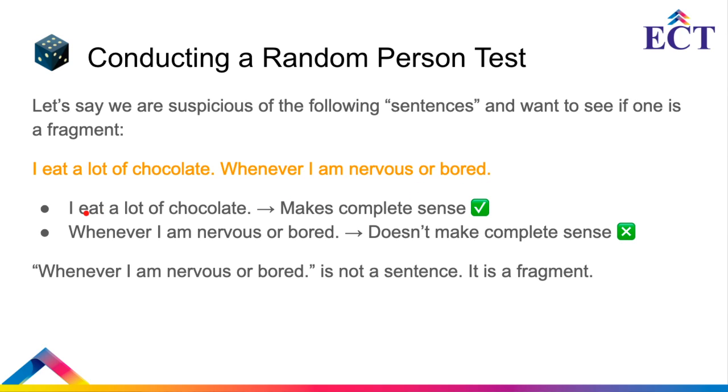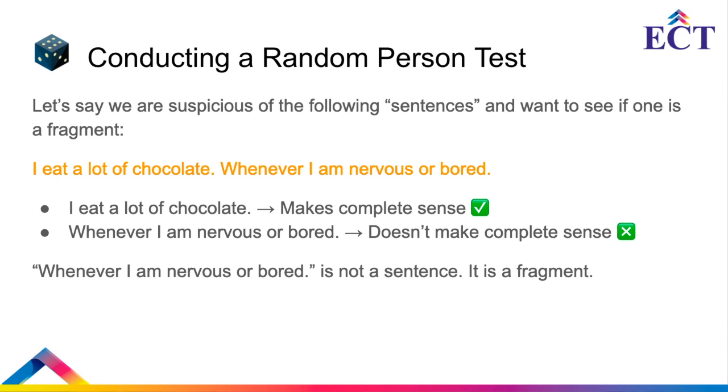Imagine that there is a random person who does not know about your previous sentence and the next sentence in the context. And then you say, I eat a lot of chocolate. Well, yes, it is making complete sense, right? Because you are saying that I eat a lot of chocolates. By the way, here it will be chocolates. Then I'm saying, whenever I am nervous or bored.